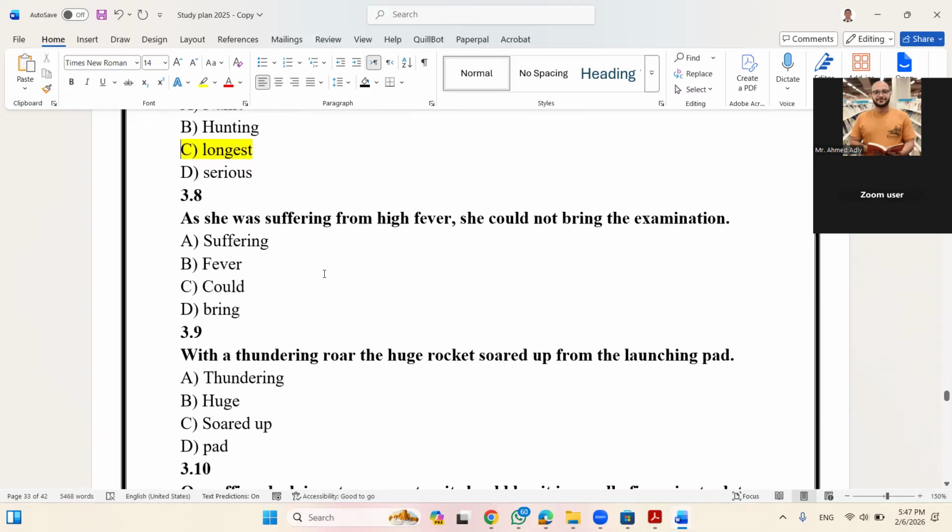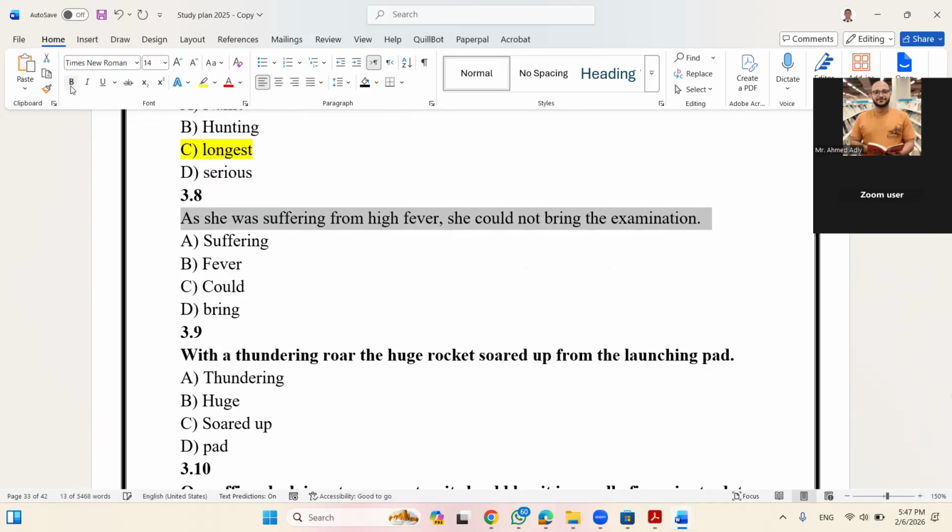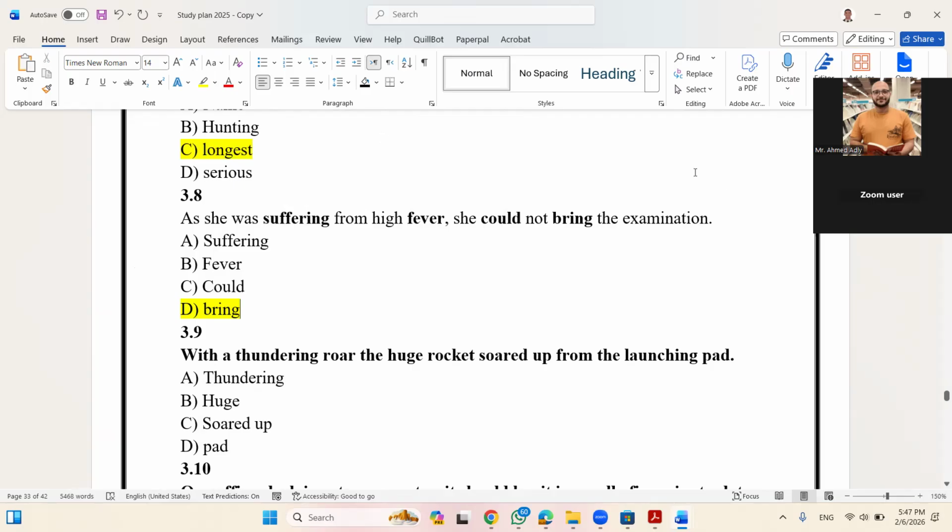As she was suffering from high fever, she could not bring the examination. What is it about? It's about a girl that has a high fever and she has an examination. Good. She couldn't bring the examination. Which one have you chosen? Bring? Perfect. Do we say bring? Can you replace it? She could not do the examination. Do, attend, take. All right.